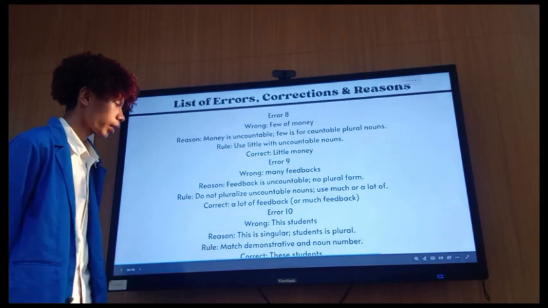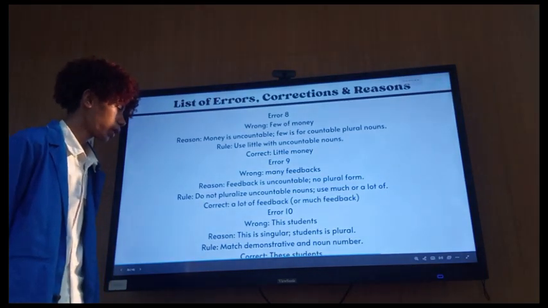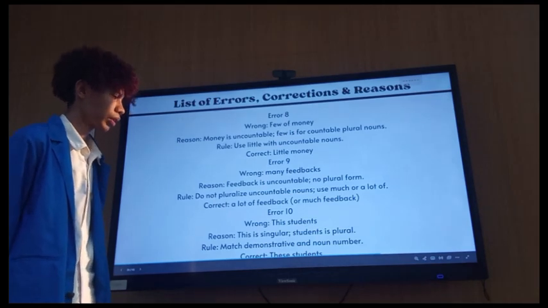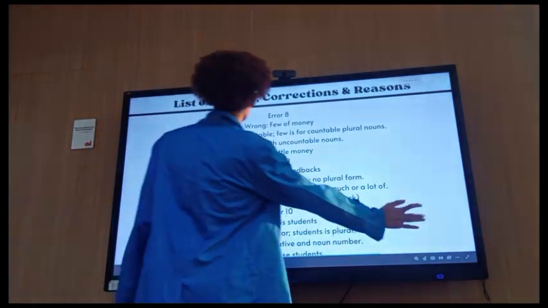Error 10. Reason: "this" is singular, "students" is plural. Rule: the demonstrative and the noun must agree in number. Correct: "This is a student." Next.